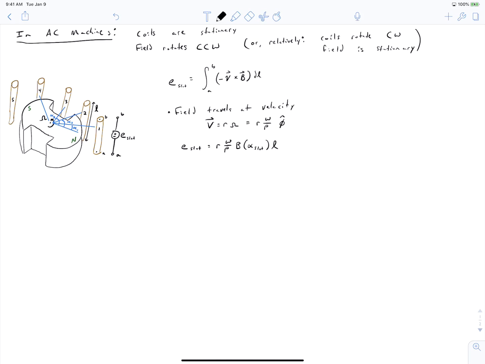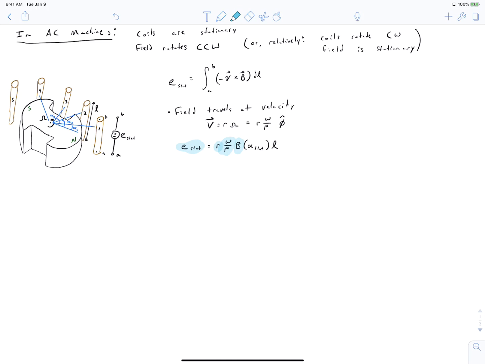And we'll get this expression for the voltage. It's going to be equal to the velocity of our field, which is r times omega over p. And if you're confused about where this omega over p comes from, please go back and review one of our first lectures where we talk about how the mechanical speed maps to the electrical frequency. Here, lowercase omega is our electric frequency. It's the frequency of our terminal voltages, where this omega is our mechanical speed, both in radians per second. So we get this expression for our slot voltage as being R times omega over P times the magnetic field that is cutting the conductor times the length of the conductor.